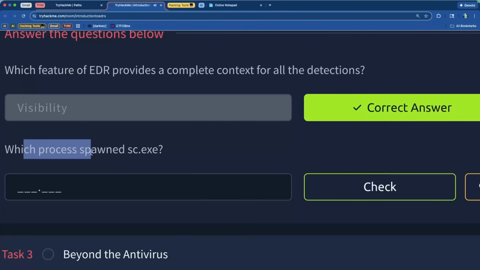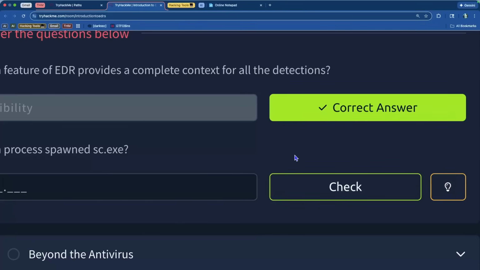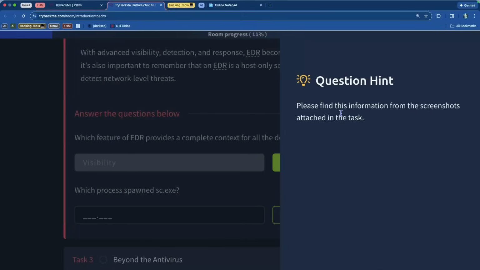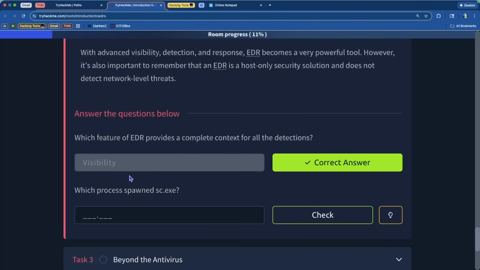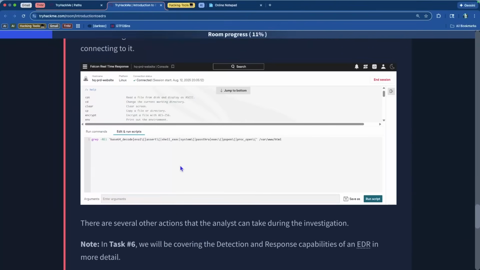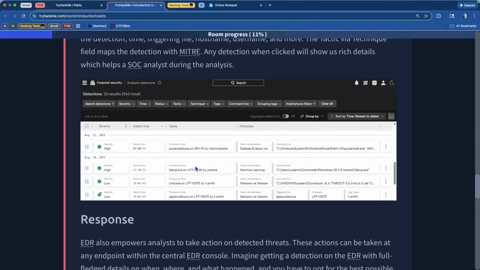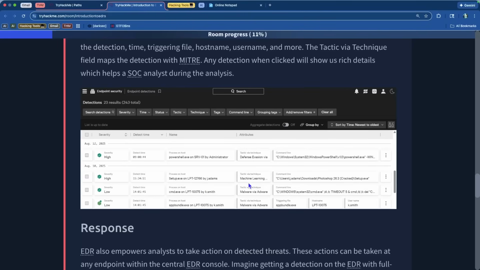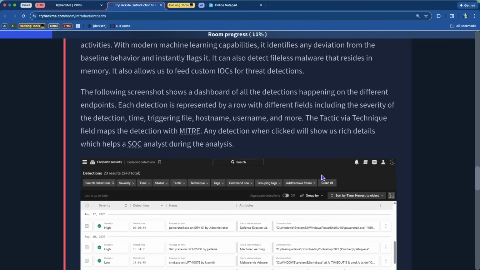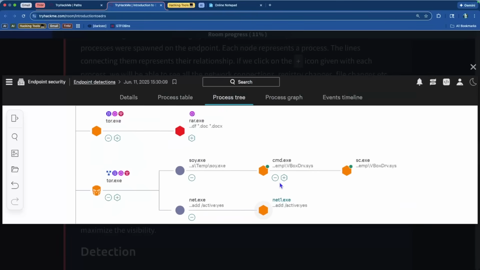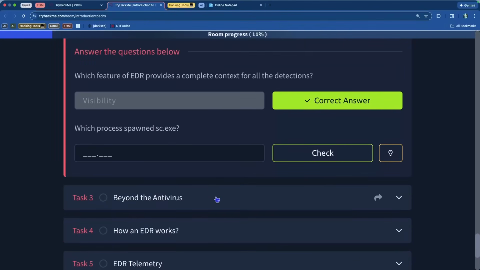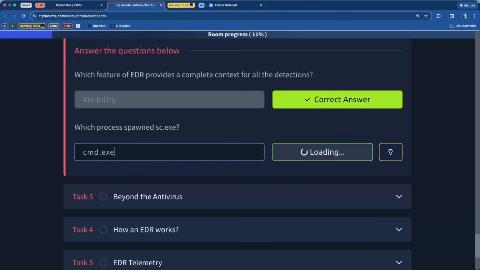Okay, great. Which process spawned the sc.exe? So let's zoom out here. The hint says, find this information from the screenshot. So which process spawned sc.exe? If we go over here and look at these processes that spawn them, it's probably up here. sc.exe, it's tor.exe technically, but it could be cmd.exe as well. So it's either tor or cmd. Let's try cmd.exe. Okay, awesome.